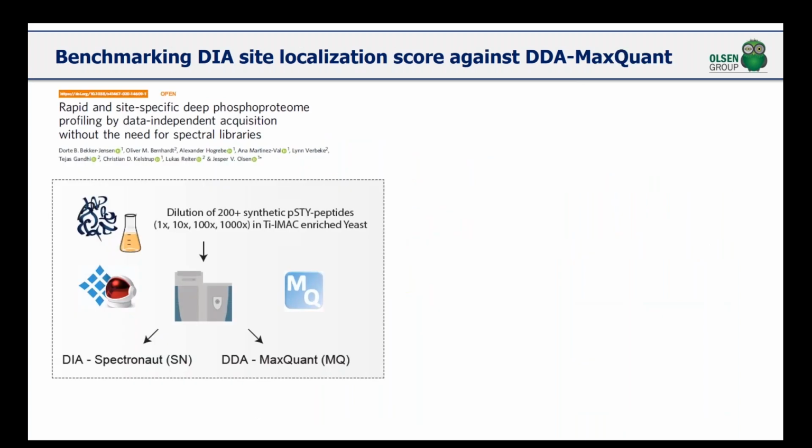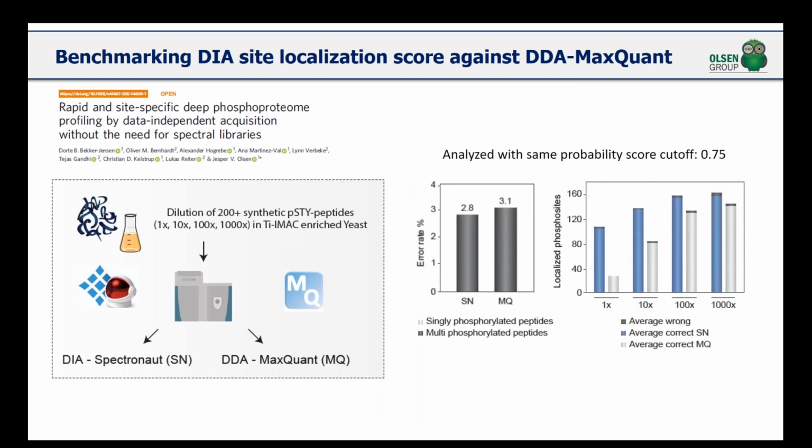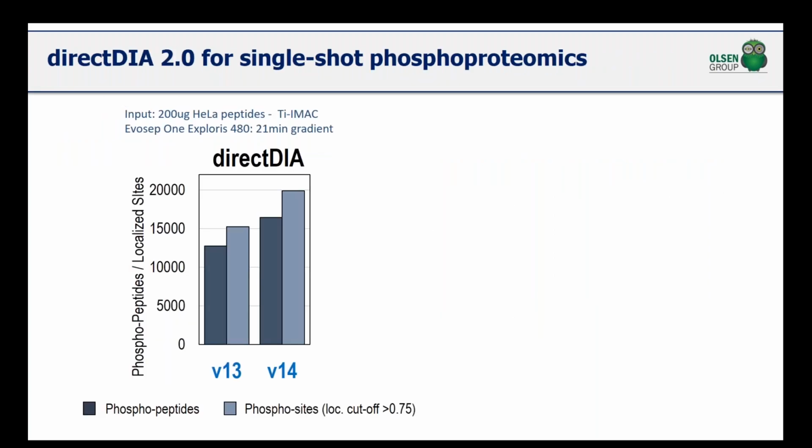And we were able to benchmark using a synthetic phosphopeptide library and demonstrate basically that we're able to do the localization as accurately as one can do in a DDA analysis using MaxQuant, and actually at very low level phosphopeptides, we seem to be even more sensitive and can identify and accurately localize more sites than what is possible from a DDA analysis.